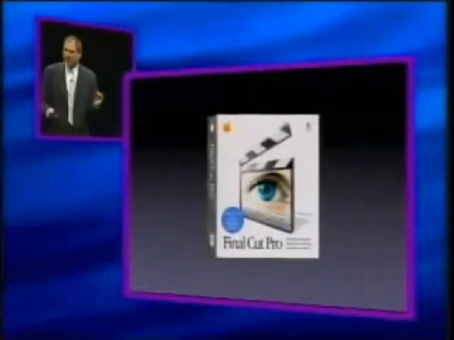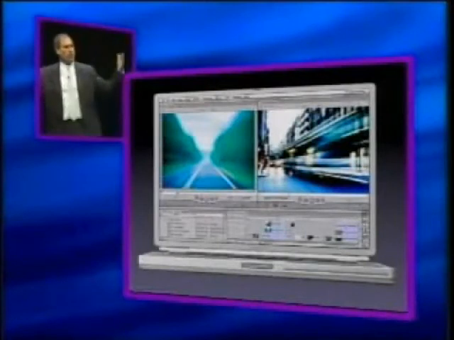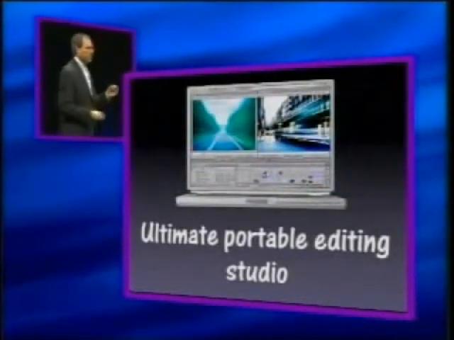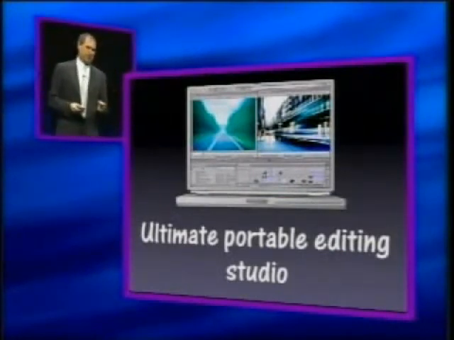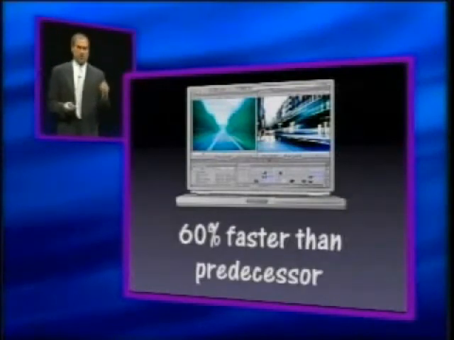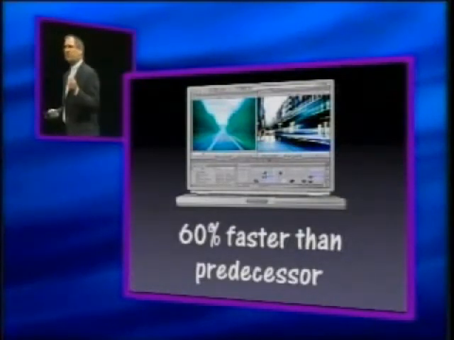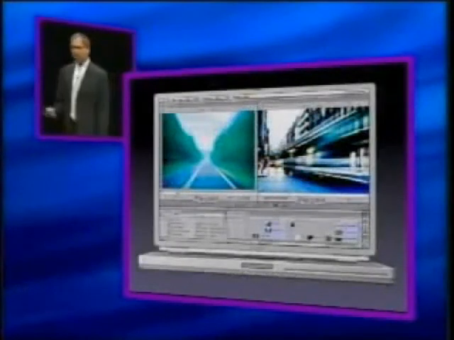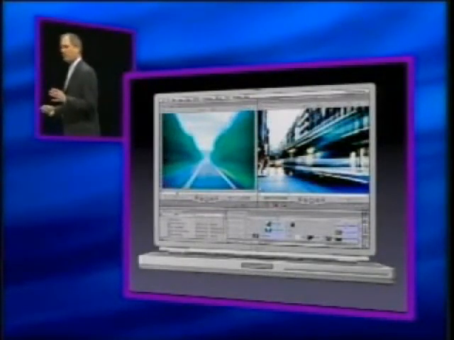So going back to power, one example of power is video. And the new PowerBook G4 is superb at running Final Cut Pro. With its wide screen, it's fantastic. It is the ultimate portable editing studio. And because of the G4, it runs Final Cut Pro 60% faster than the PowerBook G3, its predecessor. 60% faster. So this is an example of the power in this product.